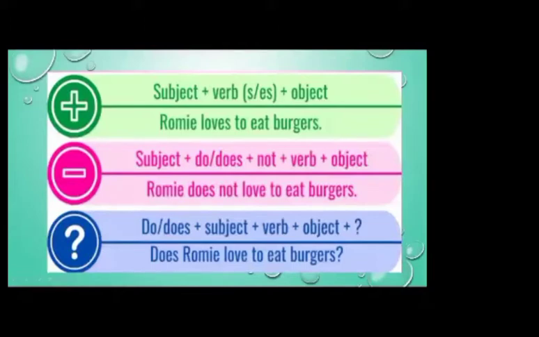Okay? So now come to the question mark. Question mark says it's an interrogative sentence. The do or does, that are the helping verbs, will come first, plus subject, plus verb's first form or the base form, plus object, and the very necessary is the question mark at the end of the sentence. Okay? So the sentence example is, does Romy love to eat burgers? Okay, does Romy love to eat burgers?